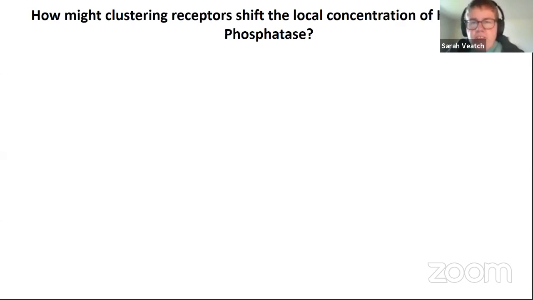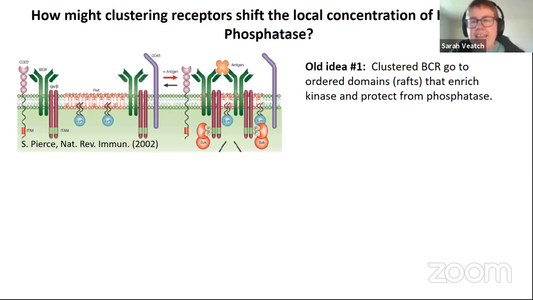Okay, so how could you shift this local concentration? Again, there are many ideas out there already, and one of them is that by clustering the receptor, it partitions into a more ordered membrane domain, commonly referred to as a lipid raft, and that these raft domains enrich in this kinase, and they protect the receptor from the phosphatase, and that facilitates the kinase winning.